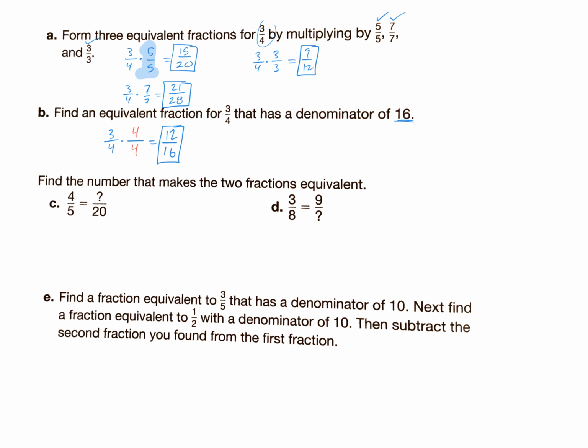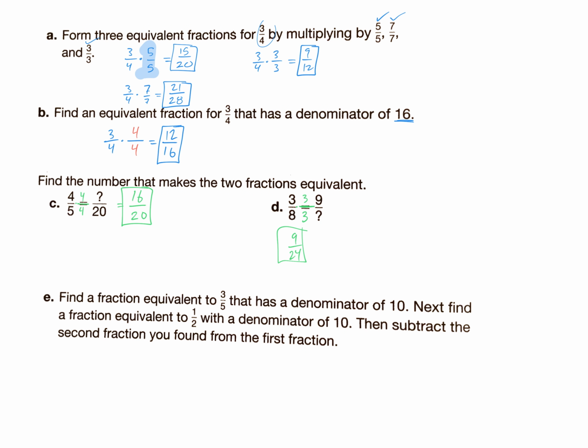Here for part C and D, it says find the number that makes the two fractions equivalent. So I'm going to think, 5 times what is going to give me 20? Well, I know 5 times 4 gives me 20. So I'm going to do the same thing on the top. 4 times 4, which is 16, so this is going to be 16 over 20. It's the same thing as 4/5. Here, I'm going to think about the same thing. 3 times what gives me 9? Well, 3 times 3. So I'm going to do the same thing on the bottom. So that means this is going to be 9 over 24.